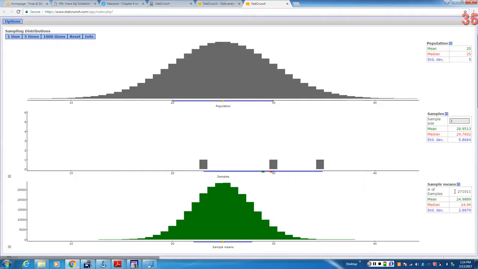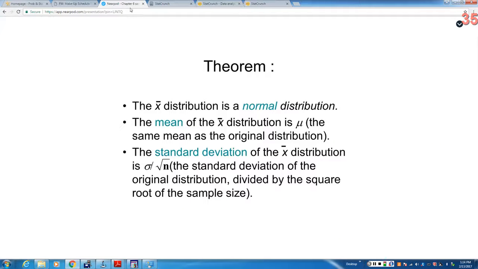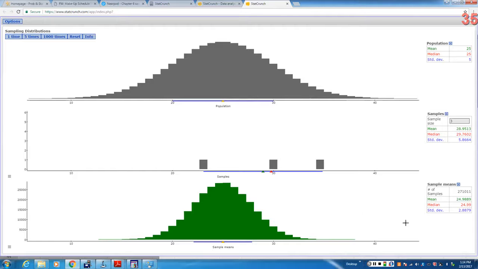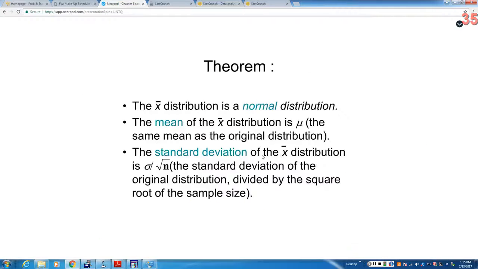So let's look at that. 24.9889, which is very close to 25, right? Well, that's what that's saying. That's what this is saying right here. The mean of the x-bar distribution, the mean of this one right here, is going to be close to that population mean. Okay, that's what that's saying right here.